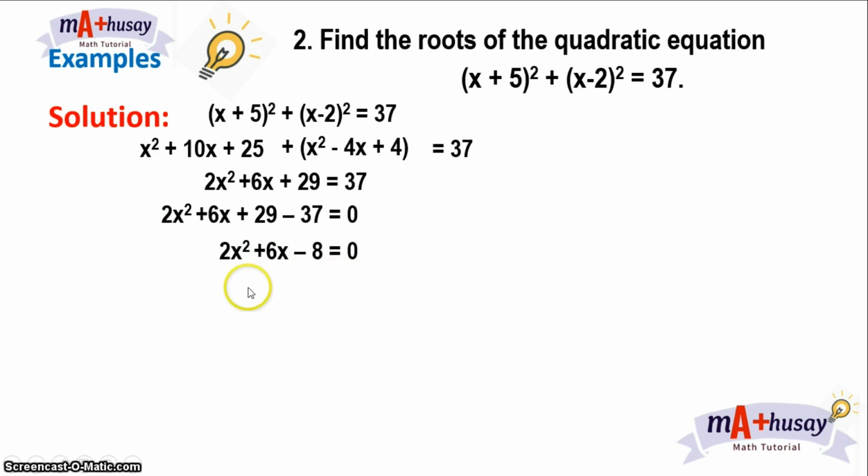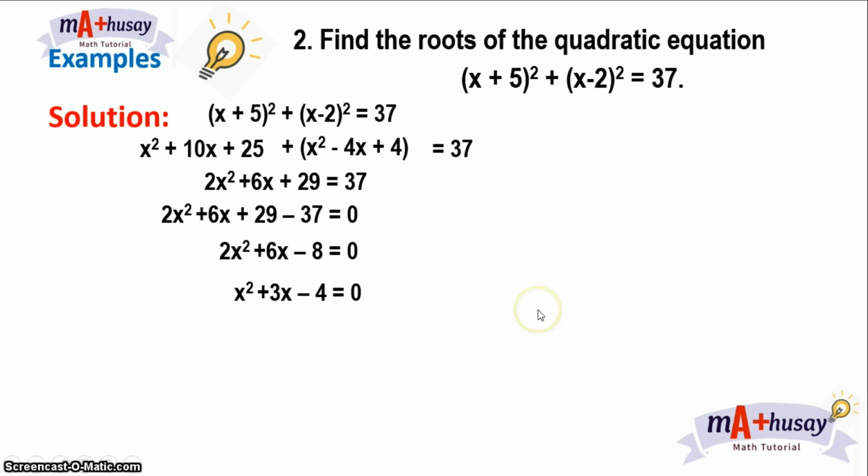Now, as you can see, the values of B and C can be divided by A. So it can be divided by 2, right? So we can simplify this expression on the left side. So we have to divide both sides of the equation by 2. So we have x squared plus 3x minus 4 equals 0. Now this time, we can now factor this quadratic equation because it's already in standard form.